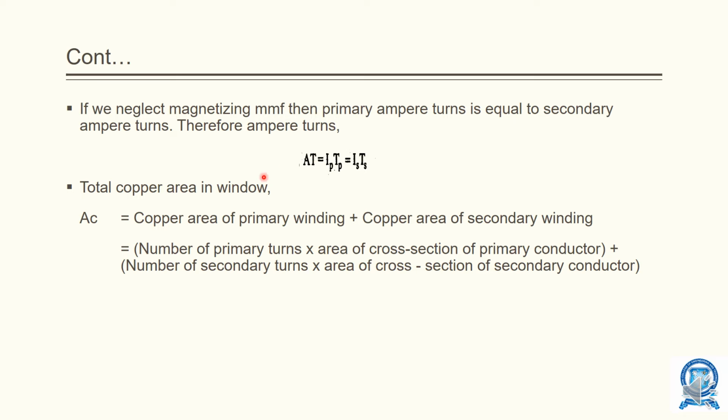The total copper area of the window is equal to the copper area of primary plus the copper area of secondary. Now you are going to calculate this. The copper area of primary is the number of primary turns into the cross-sectional area of the primary conductor, and the copper area of secondary is the number of secondary turns into the cross-sectional area of the secondary conductor. This is how you calculate the total copper area.